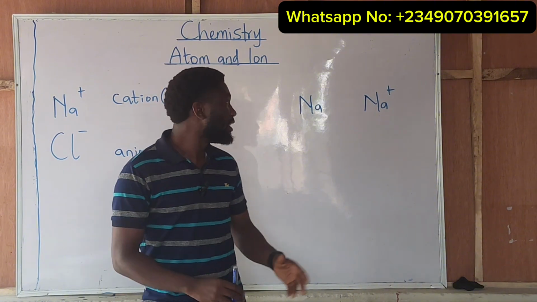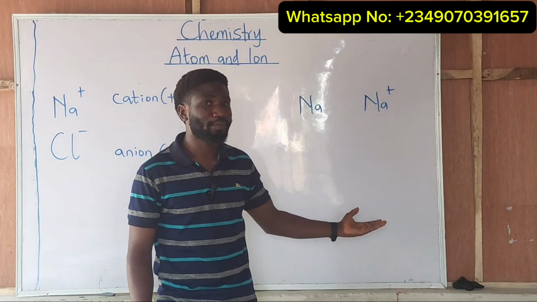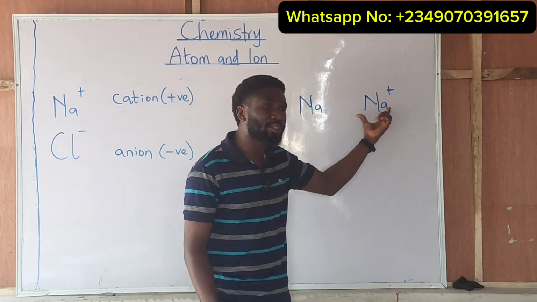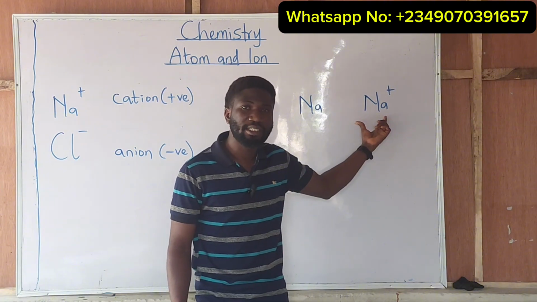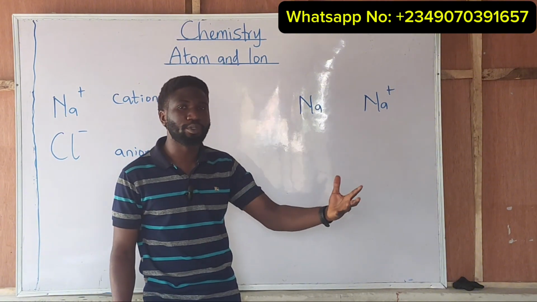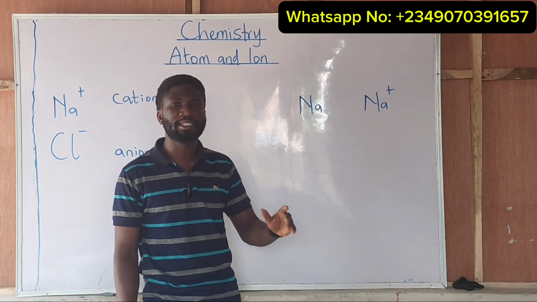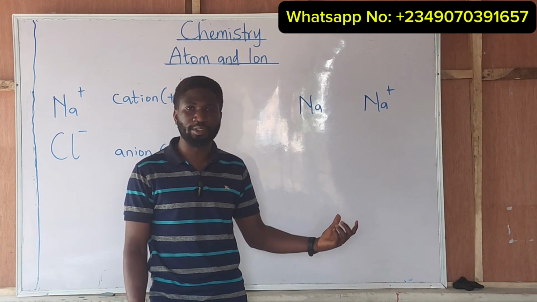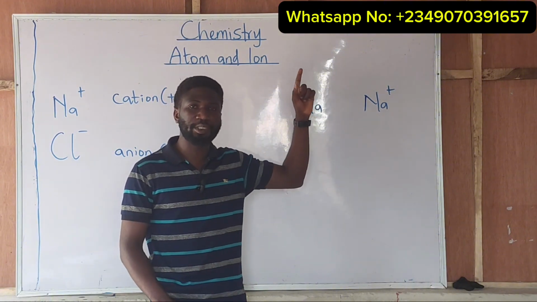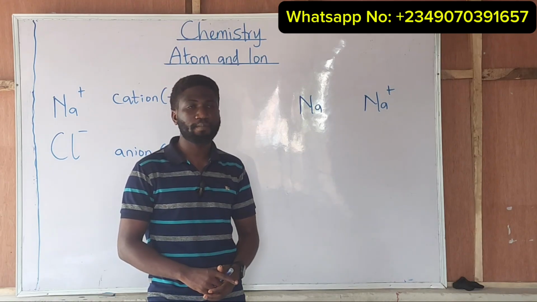Remember, these two are said to be atoms. Yes, this is an atom with no charge. Here is an atom with a charge. In our last class, I said an atom has proton, neutron, and electron. And I did explain how we can get the proton, neutron, and electron of an atom. In case you want to know more about this, please kindly check the video. You can see it on the screen and look out for it.